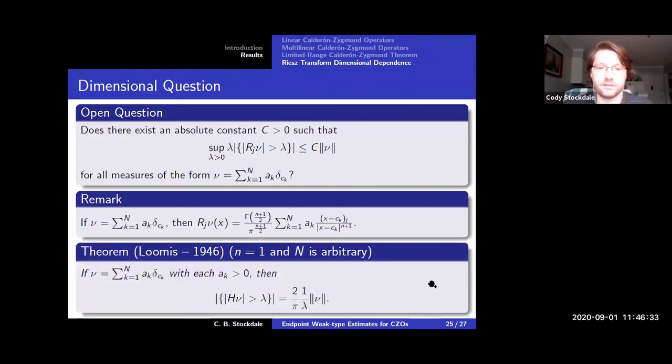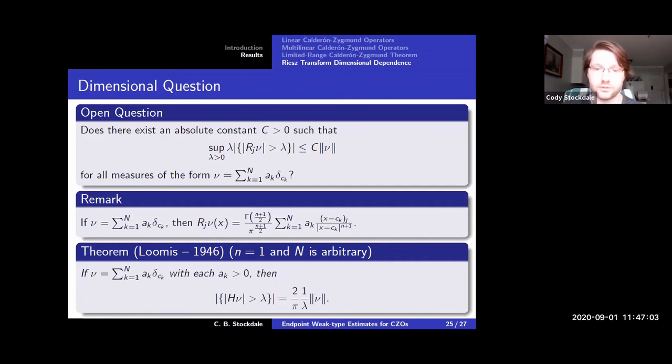So there's a theorem from 1946 of Loomis that says if you're in one dimension, meaning that the Riesz transform is actually just the Hilbert transform. Remember that they coincide in one dimension, and you have any number of Dirac masses in your linear combination, then you can compute these level sets explicitly. So there's an equal to sign here, and it's not a less than or equal to. There's an equal to sign. This identity says that you get 2 over pi times 1 over lambda times the total variation of your measure nu.